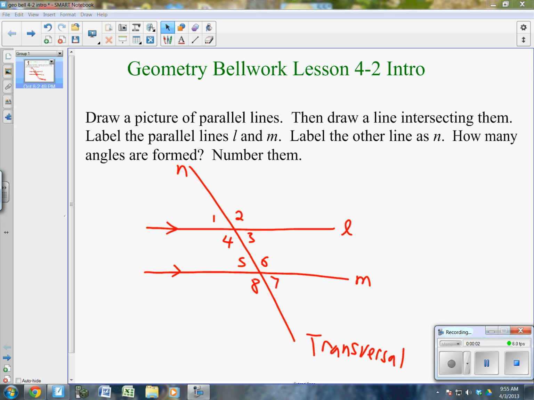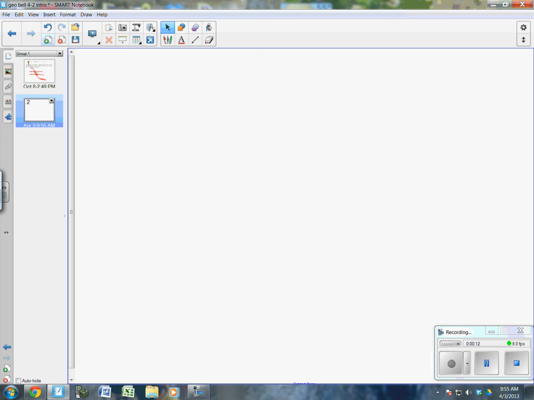Okay, so this is your bell work for today. If you're at home, you can pause it because I'm going to change it. Okay, I'm going to go over your homework now. Get out your homework assignment from last time. I want to see what you guys came up with.